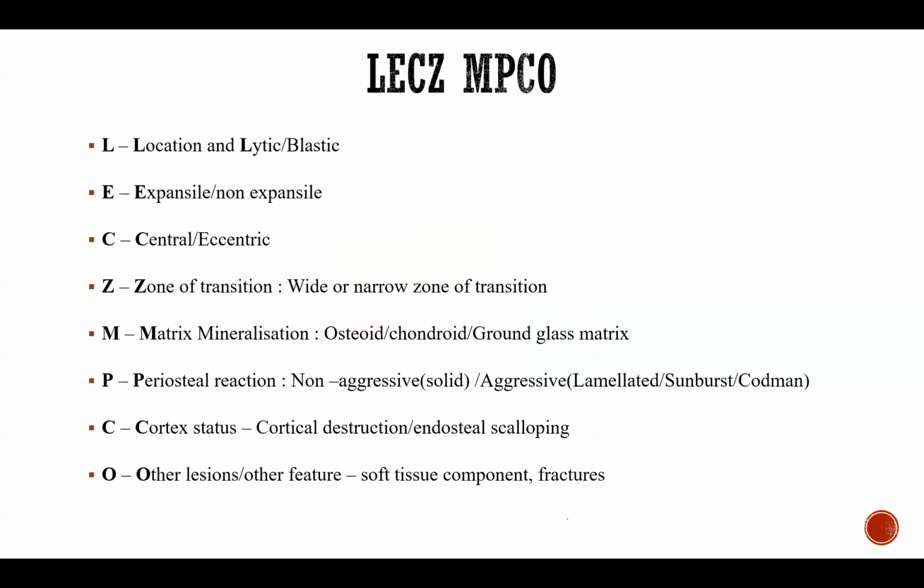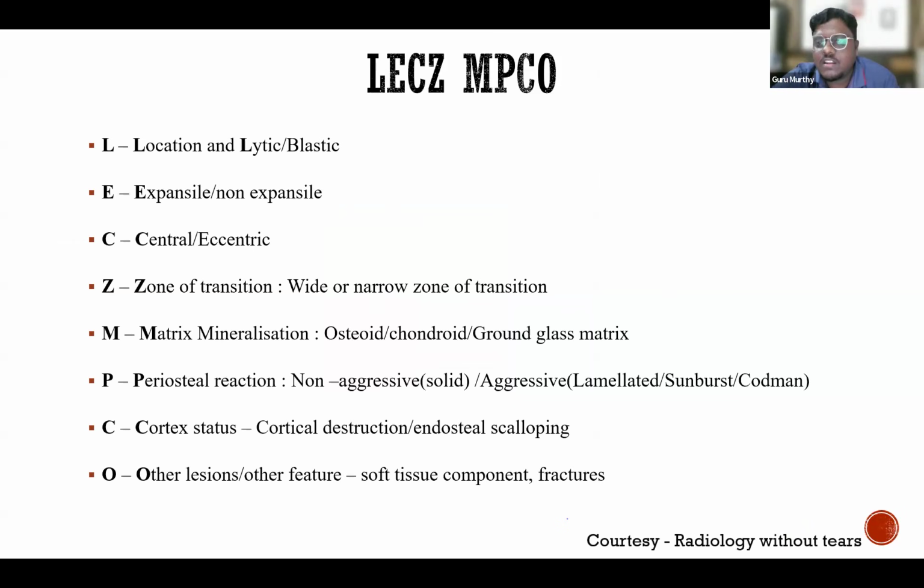So that was the three pillar approach. But at the end of your academic sessions, with so many systems, we'll find it very difficult to remember all. So we use this mnemonic LECZ MPO, which I referred to during my postgraduation, from Radiology Without Tears book. So the L signifies the location or lytic, basically the density of the lesion.